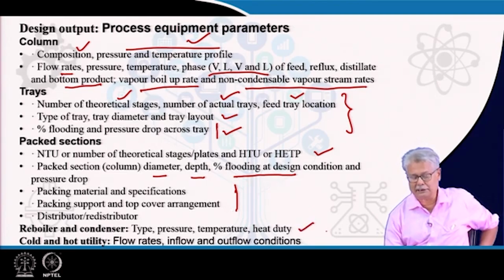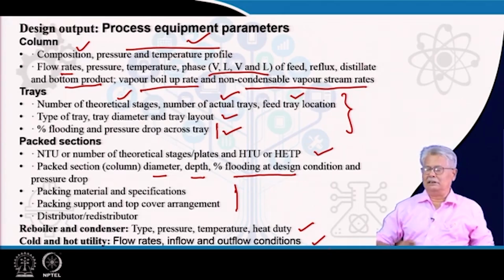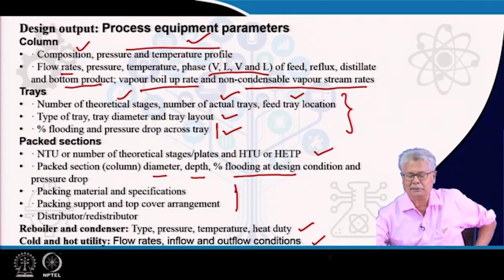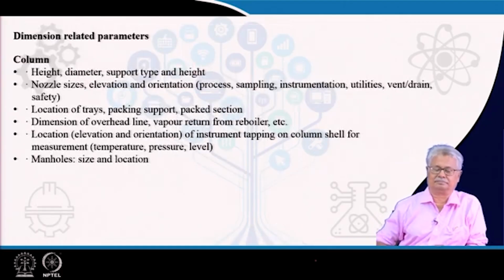Regarding the reboiler and the condenser, we have to give the details. We definitely have to provide the pressure, the temperature and the heat duty, so that these can be designed by the appropriate group. In your reboiler and condenser, you are going to use hot and cold utility. Their requirement is also definitely a process parameter which has to come out from your exercise.